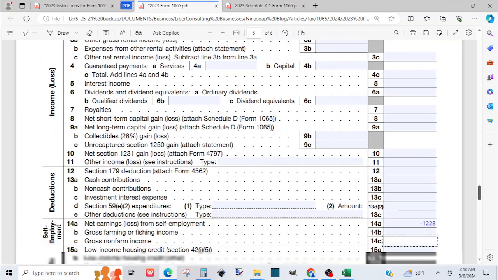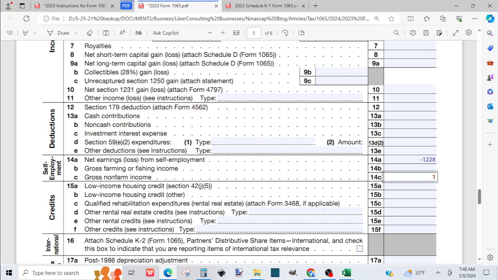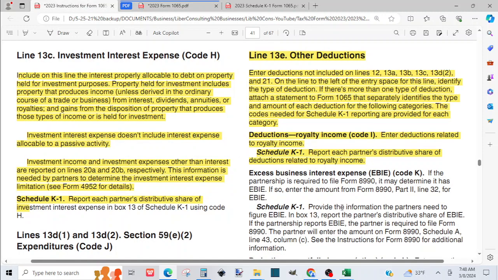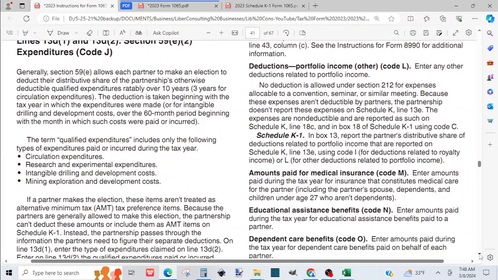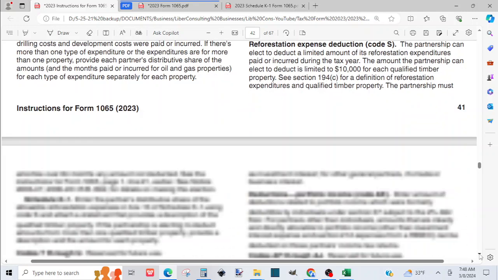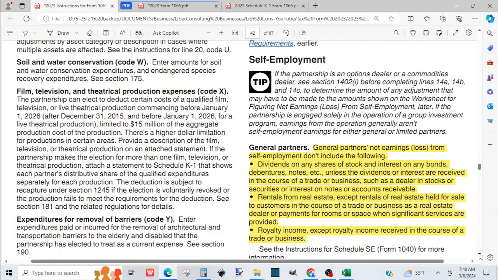When you are using the software, it's just going to put those numbers where they need to go. You are not going to keep repeating those numbers. The instruction will guide you and explain how you should complete that section. Or if the software is asking you a question that you do not have a good answer for, you can rely on the instruction to read it through. If the partnership is an option dealer or a commodity dealer, you can see that before you do it. And there is a worksheet as well.